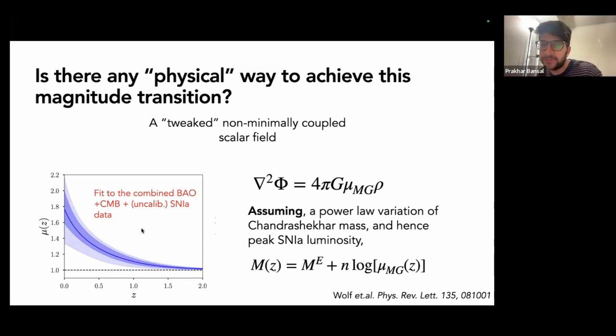And just to be agnostic of all such models, we just played around with a very simple toy model where we assume that the Chandrasekhar mass, and hence the peak supernova luminosity, vary with a power law in G. So that ultimately gives us a log dependence on the absolute magnitude, right? And so this mu is the mu mg again. So this is how the Z dependence works out. So in this, there are only two free parameters, M, E, and N, the index. And then mu mg is derived from the theory itself, depending on the best fit parameters.